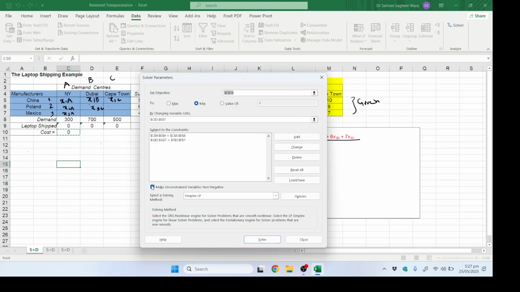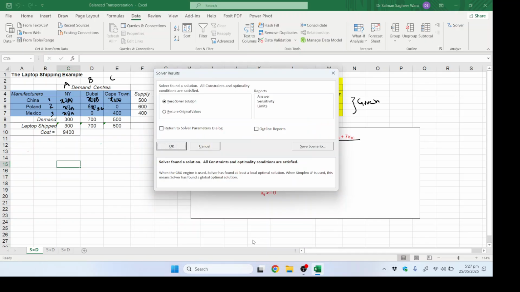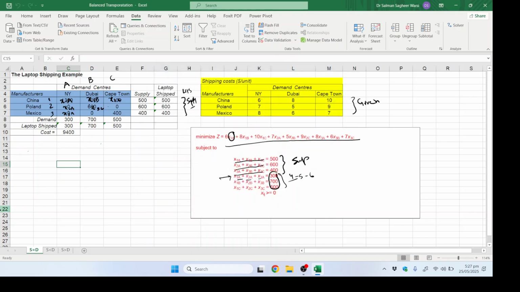Now we will check this non-negativity option, and here we will choose the simplex LP and we will solve it. If the constraints are formulated rightly and the objective function is done correctly, we end up with a feasible solution, and solver has found a solution for us, and that 9400 is the shipping cost. So in a problem where supply is equal to demand, we can do it like this.